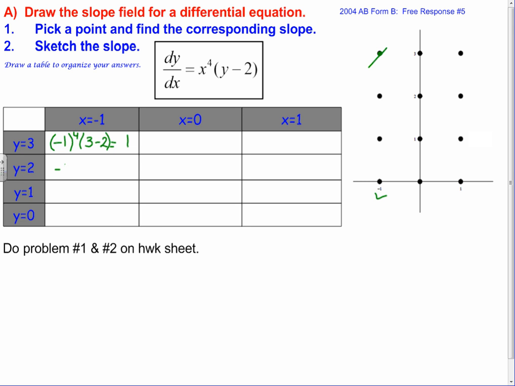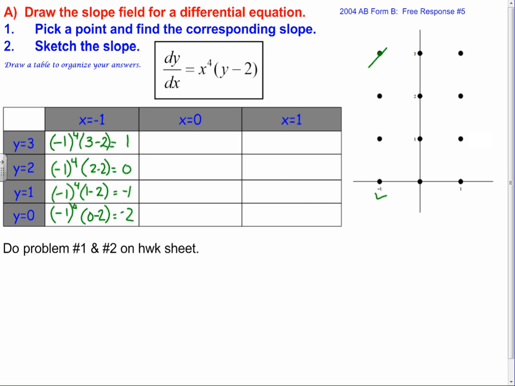So now, I'm kind of smart here, I think. I'm going to figure out that this -1 raised to the fourth is always going to be a +1. So basically, I have to focus on the y minus 2. So I'd have 2 minus 2 on this one. That gives me a slope of 0. On this one, I have a 1 minus 2. That's going to give me a -1 slope. And a 0 minus 2 gives me a -2 slope.